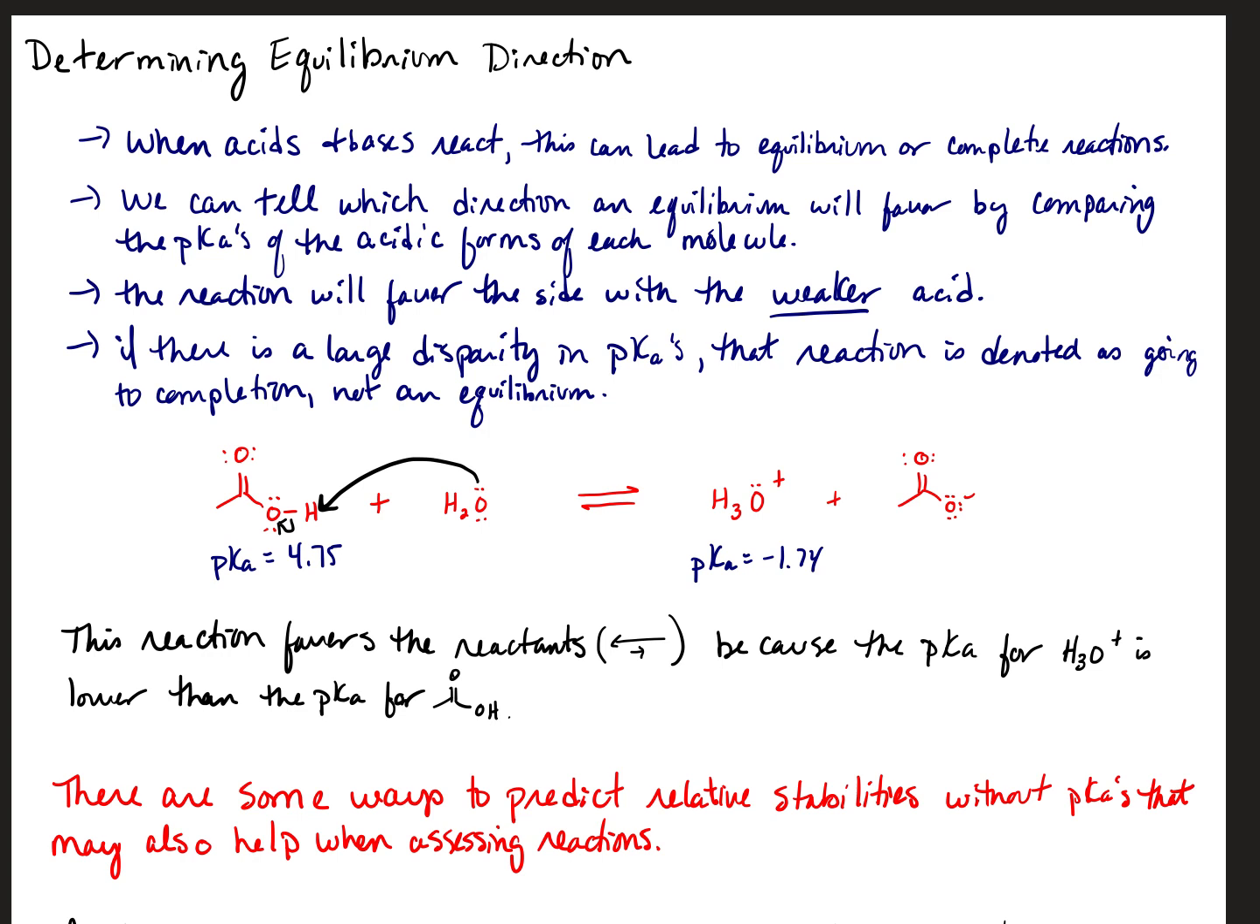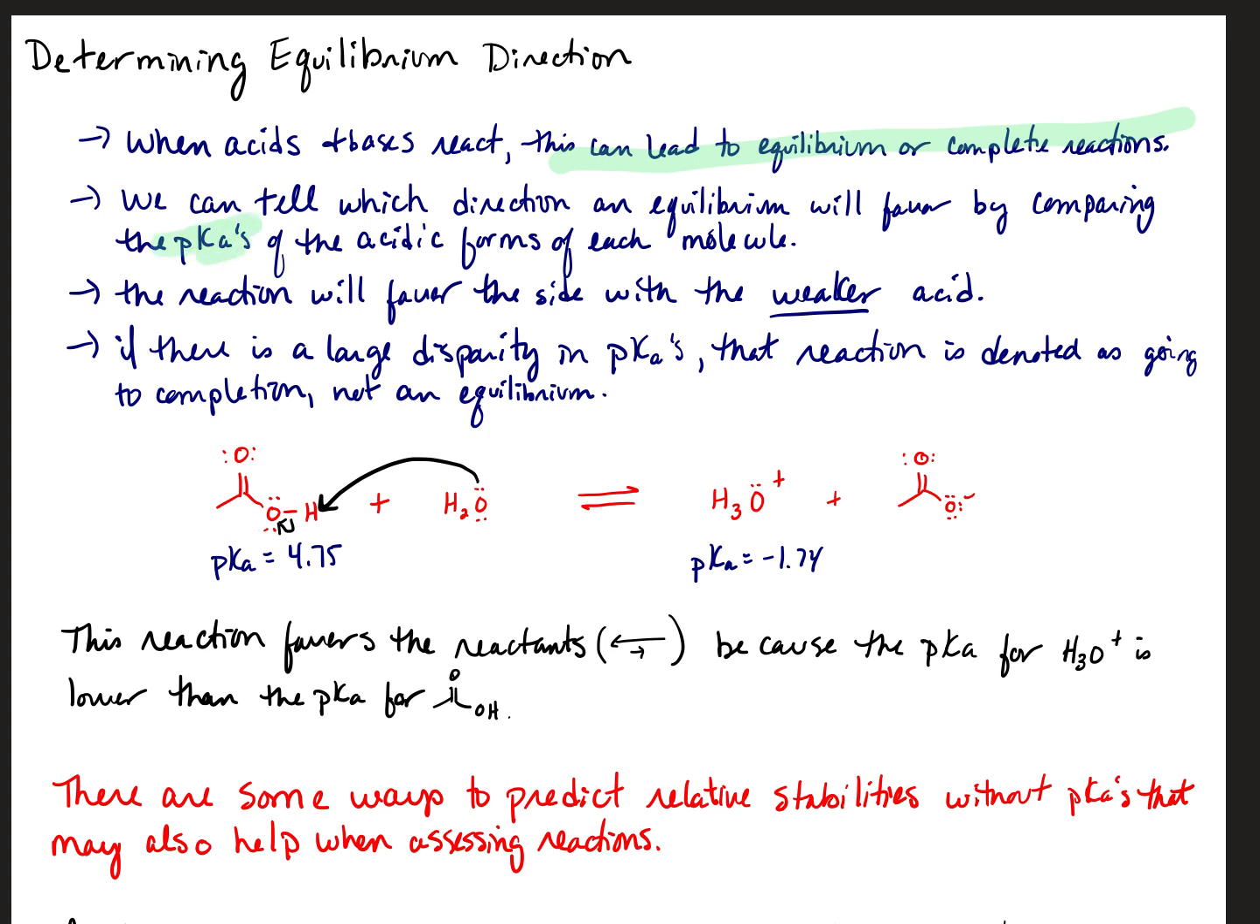So when acids and bases react, they're going to lead to equilibriums, or something that we consider to be more of a complete reaction in one direction or the other. And so we can predict what that equilibrium is going to favor by looking at the pKa's. So pKa's are important there.